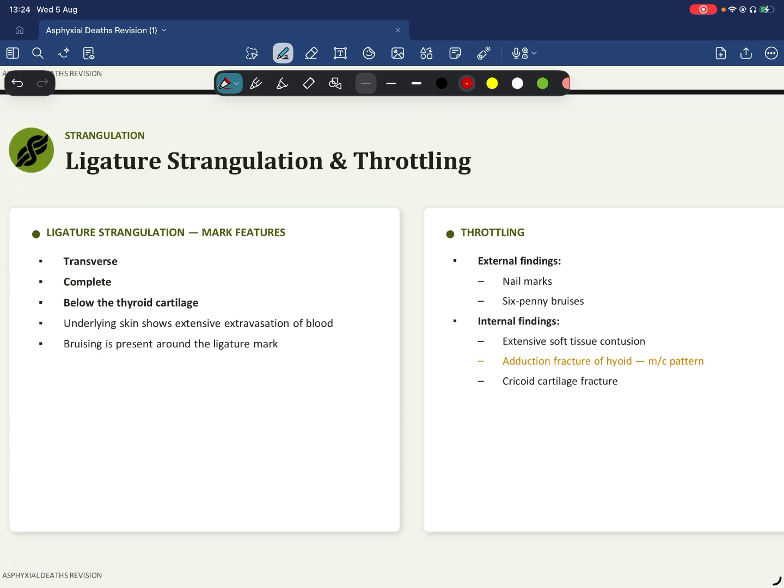Ligature strangulation and throttling. In ligature strangulation, the ligature mark is transverse, complete, and seen usually below the thyroid cartilage. Underlying skin shows extensive extravasation of blood, and bruising is present around the ligature mark. Throttling: external findings may be nail marks or six-penny bruise, which is indicative of manual strangling. Internal findings may be extensive soft tissue contusion, adduction fracture of the hyoid, which is the most common pattern seen, and cricoid cartilage fracture. The most common pattern of hyoid fracture in throttling is adduction fracture.